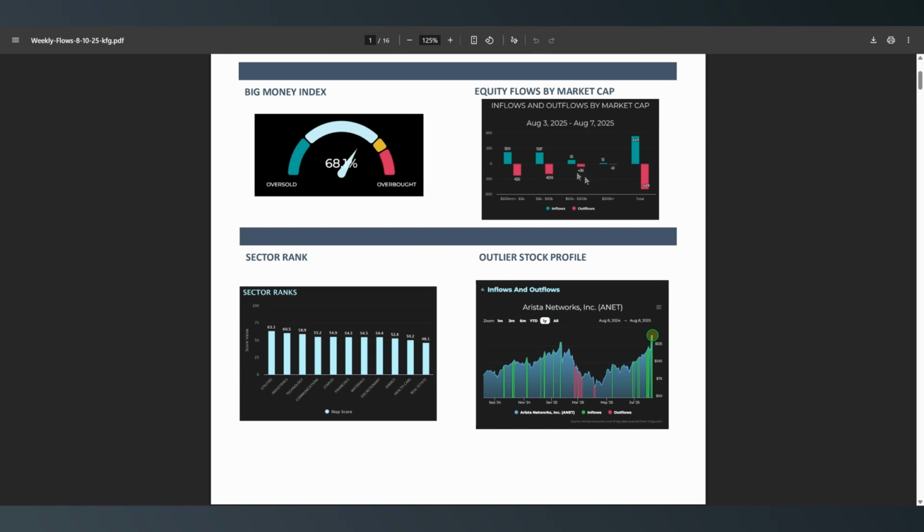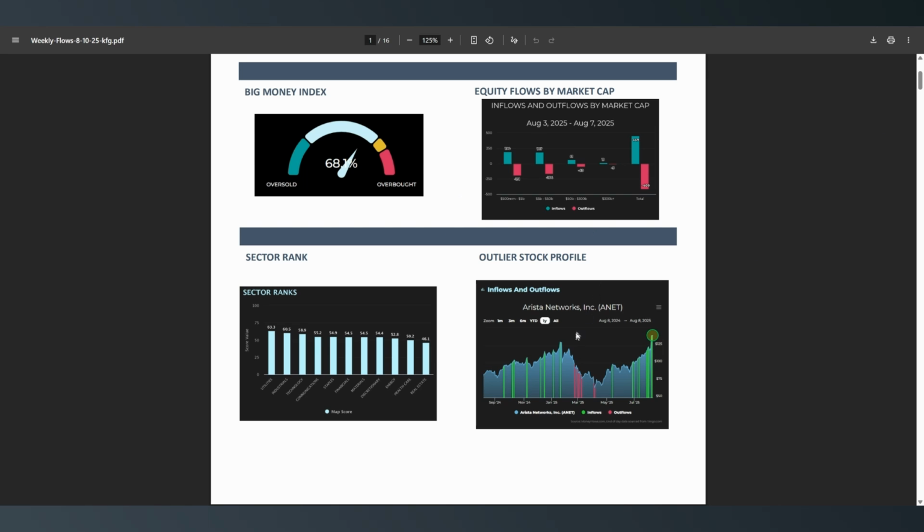Why did it fall? Well, we can look by market cap. There was quite a bit of buying and also quite a bit of selling. Anytime you start to have this equalization of buying and selling, that's going to put pressure on our overall index. You can look here at our sector ranks very quickly. Utilities is the top ranked sector. Real estate is the lowest ranked sector.